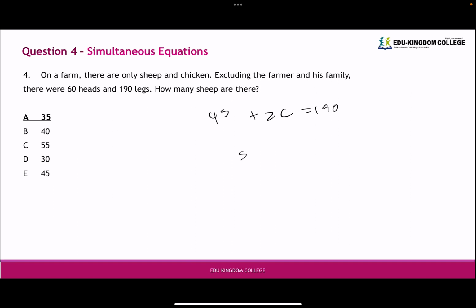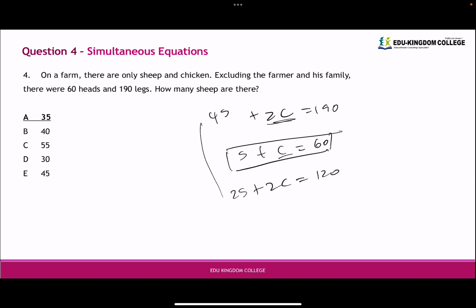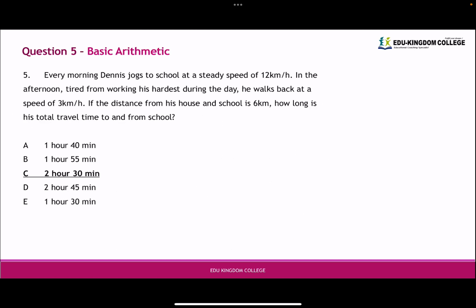Heads. So each sheep has one head. Each chicken has 1 head. So it's just going to be like so. Now we are going to use simultaneous equations here. Multiply this by 2. I'm going to get rid of this 2c on both sides. So 2s plus 2c equals 120. Subtract these 2 gives you 2s. Subtract these 2 gives you 0. Subtract these 2 equals 70. So s equals 35. So we have 35 sheep. Does that answer the question? Yes, it does.